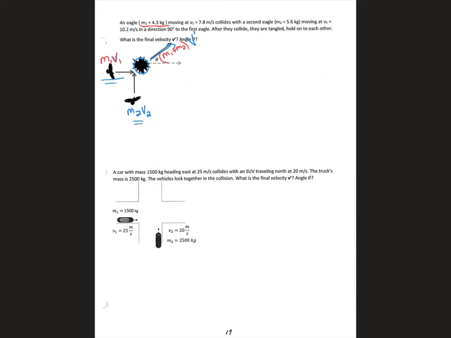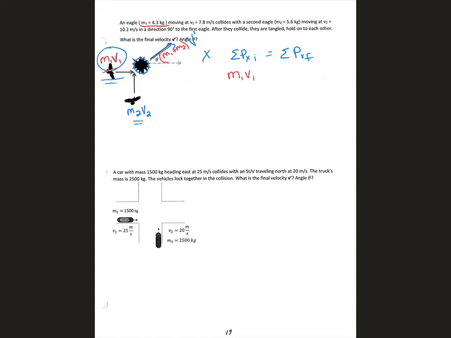So let's separate the two equations. Let's do momentum in the x direction. Well, we know that there's only one mass that contributes momentum in the x direction. The sum of the momentum in the x initial has to be equal to the sum of the momentum in the x final. But let's notice that the bird, number one, has all of the initial momentum. So M1 times V1.